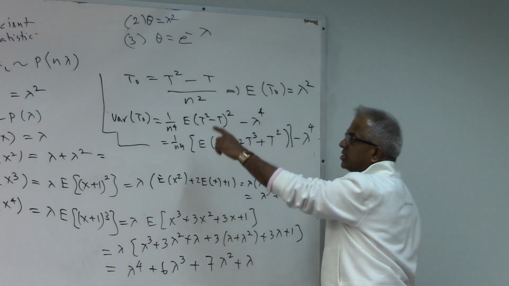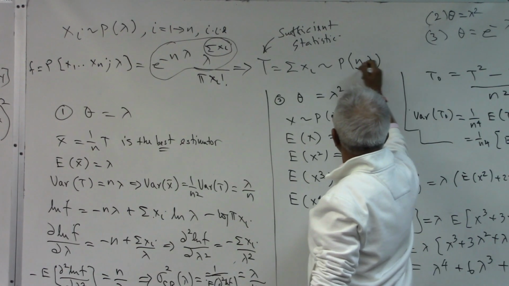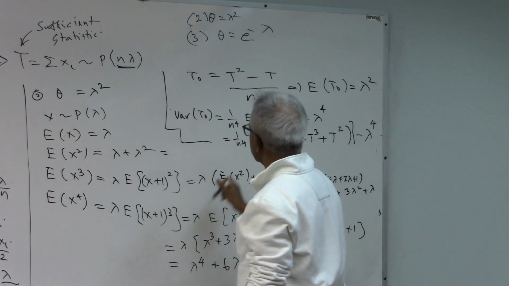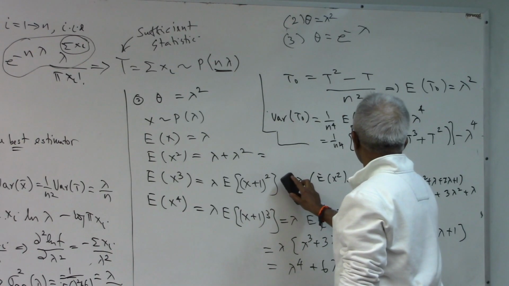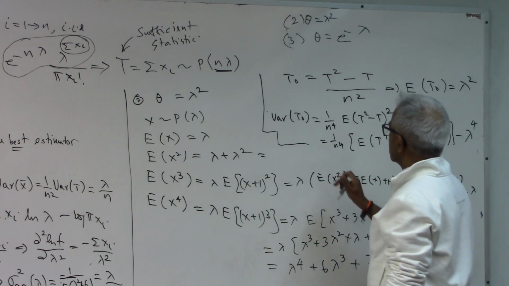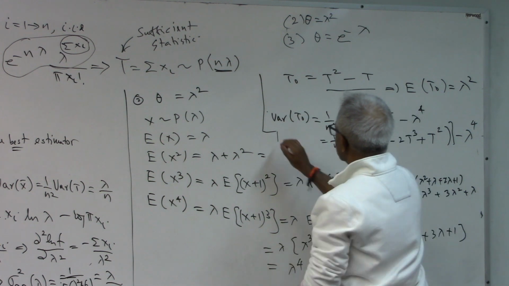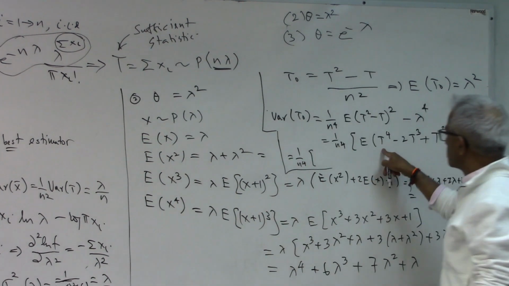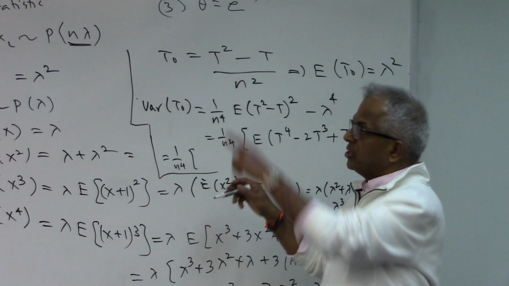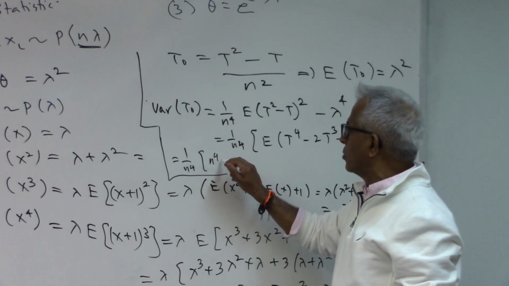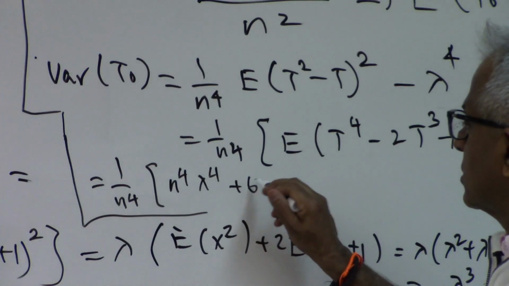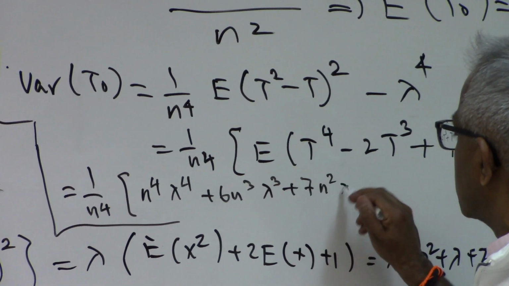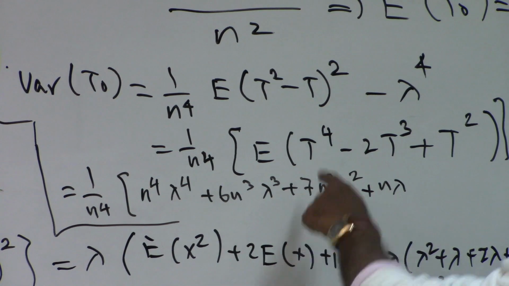So now you substitute, because T is, look here, T is Poisson with parameter n lambda. So if I put it here, I don't need this. I do need this value. If I put this here, this is going to be 1 over n4. So expected value of T4, which is here. Remember, T is parameter, not lambda, n lambda. So this is n4 lambda 4 plus 6 n cubed lambda cubed plus 7 n squared lambda squared plus n lambda. So I just took care of this term.